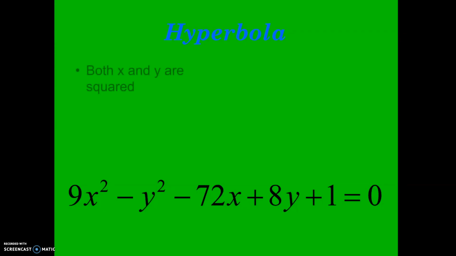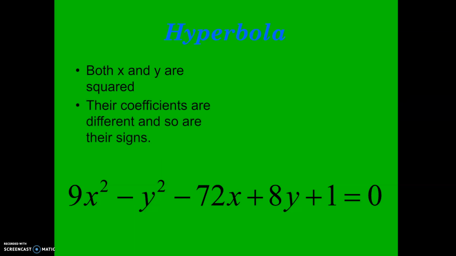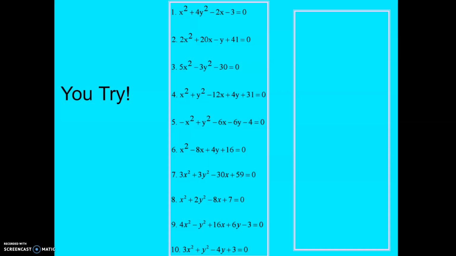Hyperbola: both x and y are squared, but notice that their coefficients are different. I have a coefficient of 9, and technically here, -1, and they also have different signs. If this were an ellipse, this would be plus. But this is a hyperbola because they have opposite signs. I have an x squared term that's positive, a y squared term that's negative, and they have different coefficients. Then you can go through this on your own and try to determine who's who.